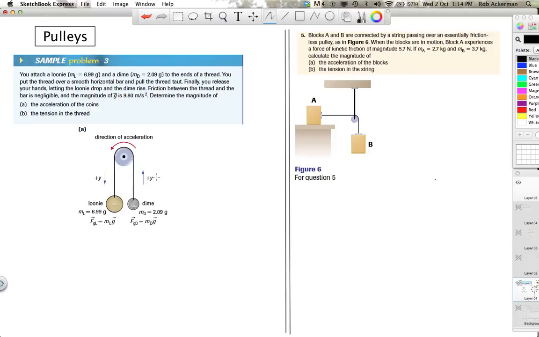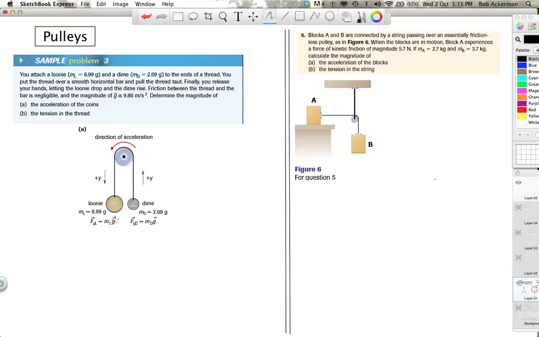So something that your book does is they designate up as positive on the right side, but down as positive on the left side. We have to do that because that's the direction of motion of the system. This is really a one-dimensional question, and we want to basically think in terms of the forward direction being down on one side, up on another.